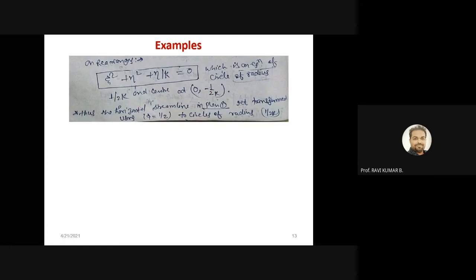So the horizontal streamlines in plane 1 get transformed to circles of radius 1 by 2k by applying the transformation function zeta is equal to 1 by z. So if you apply zeta is equal to 1 by z to a uniform flow in plane 1, finally it gets transformed into the family of circles of radius 1 by 2k in plane 2, or we can say in the transformed plane.